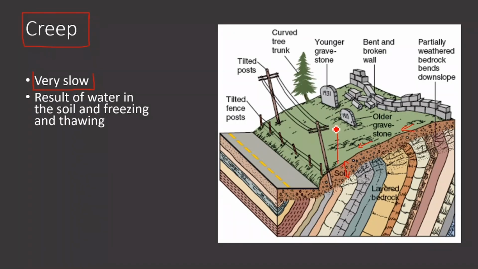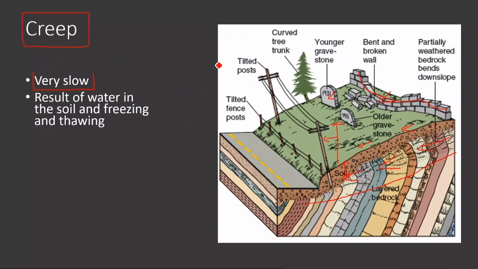If you see here the telephone post or the electric post, it is tilted. It was supposed to be straight, something like this. Now it is tilted, and these gravestones are also tilted. There is a wall that also got tilted. And if you see the rock type in this area, the surface rock also got tilted, and it is having a downslope movement. Such kind of movement is what we call a creep.